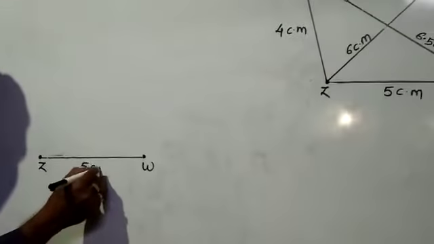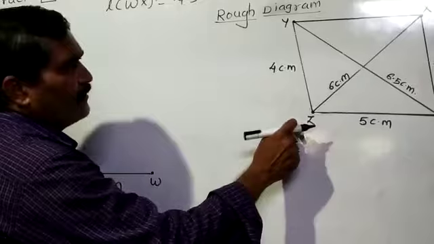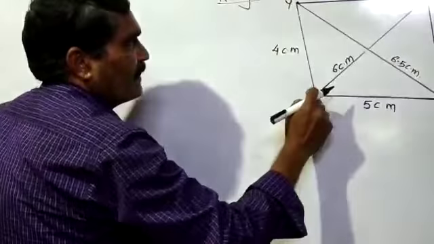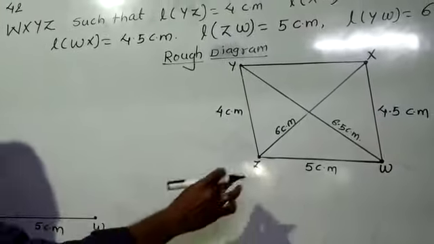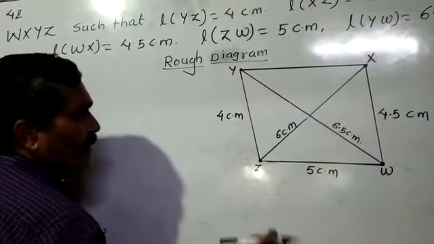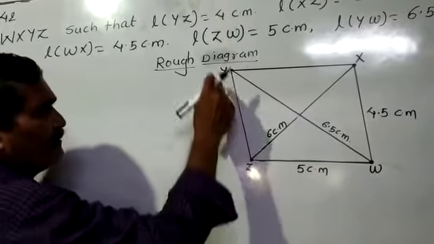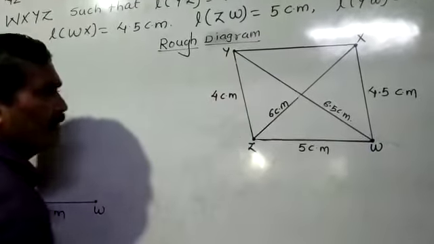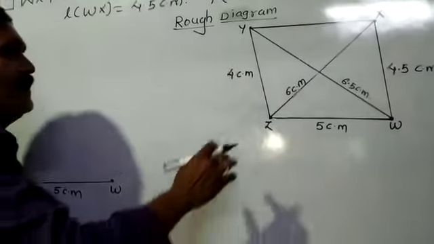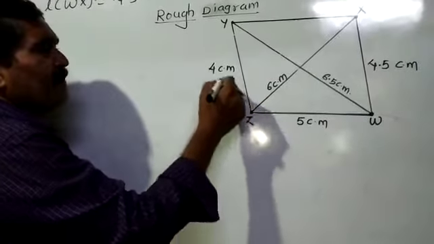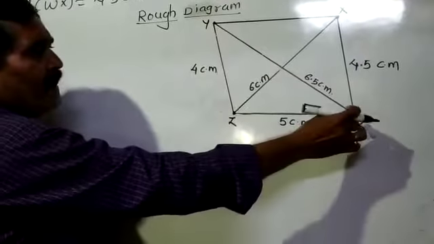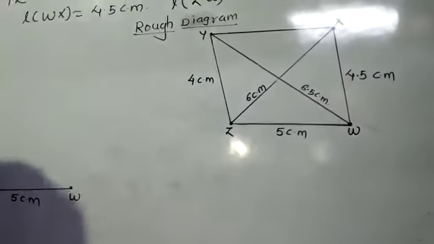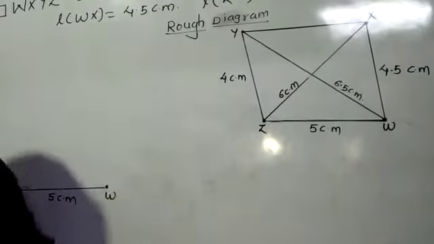Base is 5 cm. From this ZW, first of all you have to draw this triangle YZW and after that you have to draw the other triangle. If you want to draw triangle YZW, from Z to W, ZY is 4 cm and WY is 6.5 cm. So in the compass, from Z you have to take the distance of 4 cm and make the arc, and from W you have to take the distance of 6.5 cm and make the arc, and you have to mark the point Y.